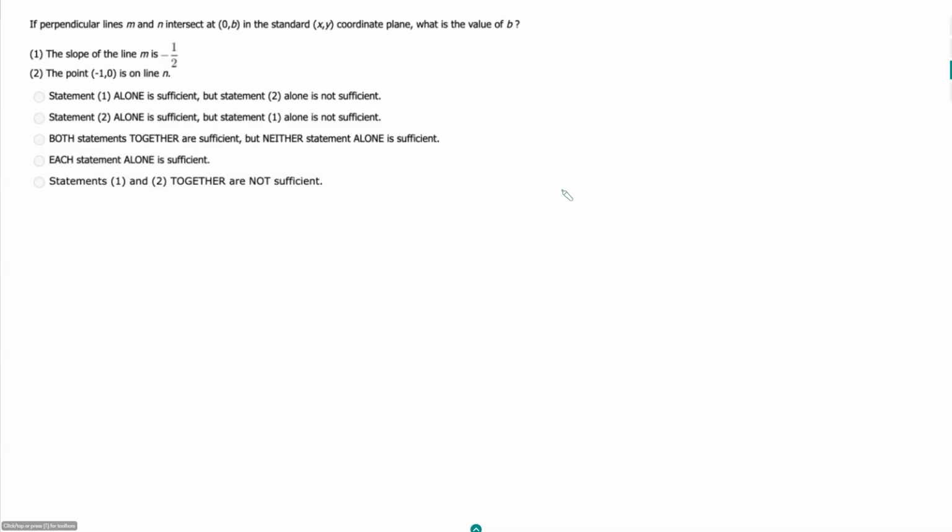If perpendicular lines M and N intersect at (0, B) in the standard xy-coordinate plane, what is the value of B? So if I have perpendicular lines, what does that mean? Perpendicular lines have slopes that are negative reciprocals of each other. And other than that, I know my two perpendicular lines share this point here, so it looks like they share a y-intercept. Then I've got to find the value of B.